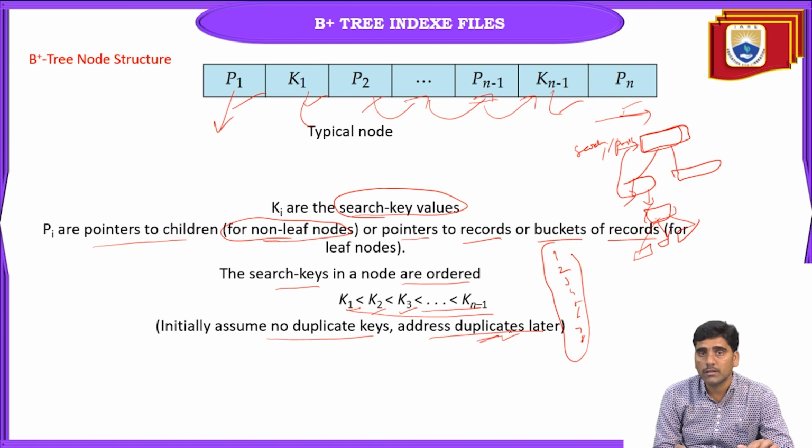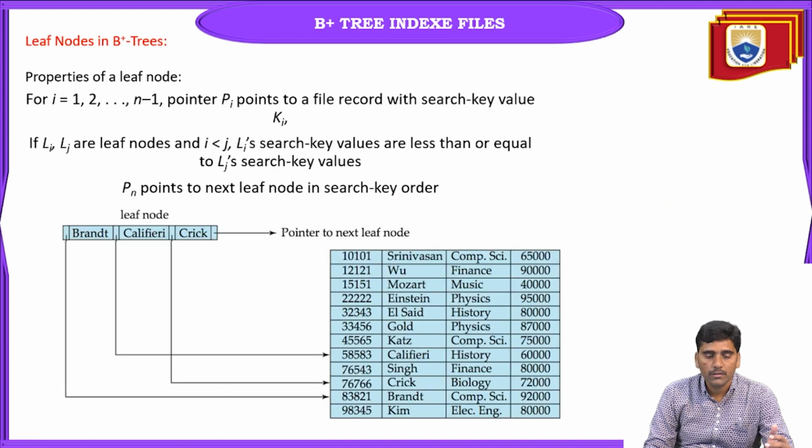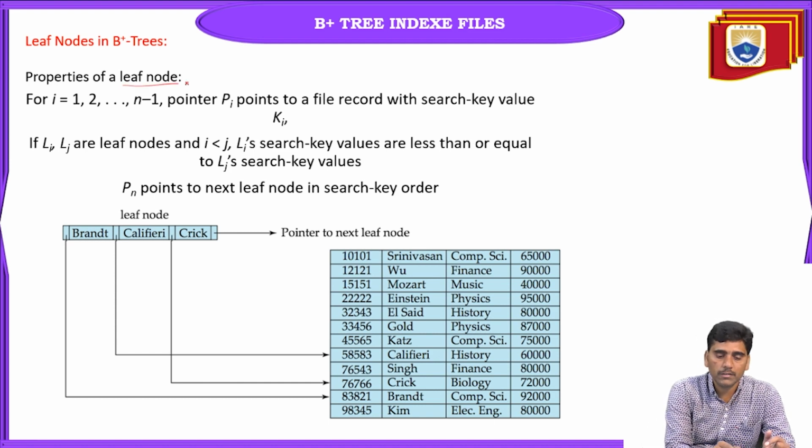So here each and every node structure represents a pointer to the next search key, as well as a search key pointing to the next pointer, in the index file. So leaf nodes. What are the leaf nodes in B plus tree? And what are the properties that are followed by the leaf nodes? So here are the properties of leaf nodes.